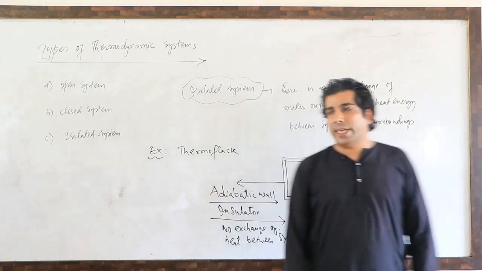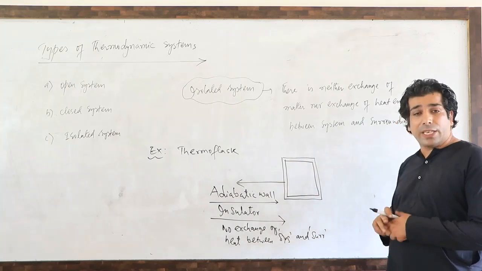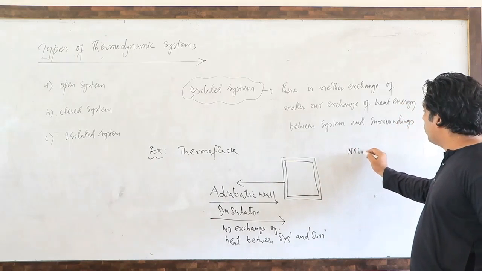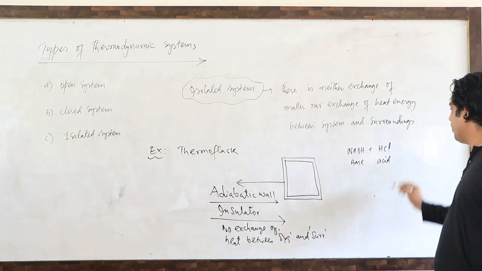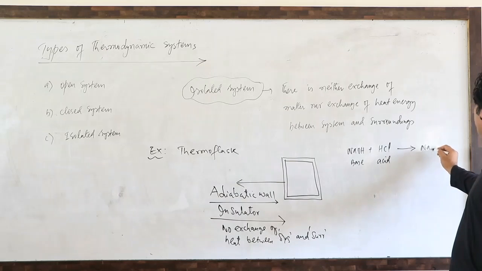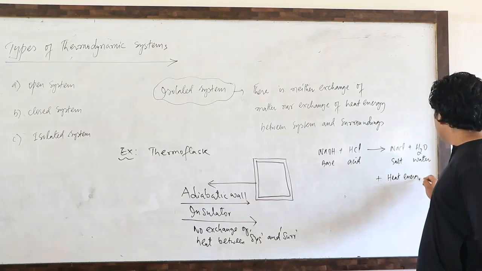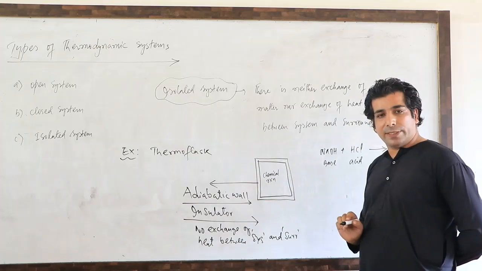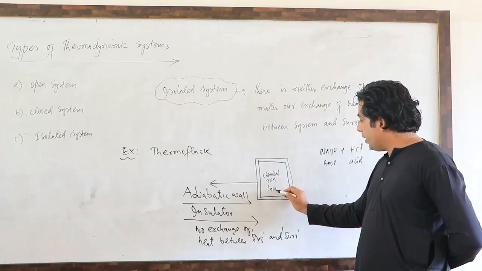Correct? Let us suppose inside we have any substance, we can take cold water or hot water. You can take some chemical reaction happening inside. Let us suppose one chemical reaction is happening here between sodium hydroxide and HCl, between base and acid. In that chemical reaction, you will get NaCl plus H2O, that means a salt and water. And during this reaction, there will be a production of heat. Heat energy is produced here.